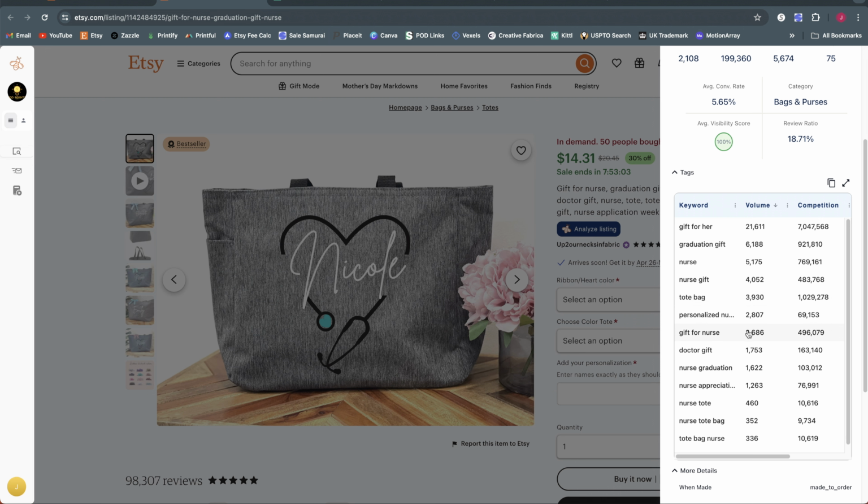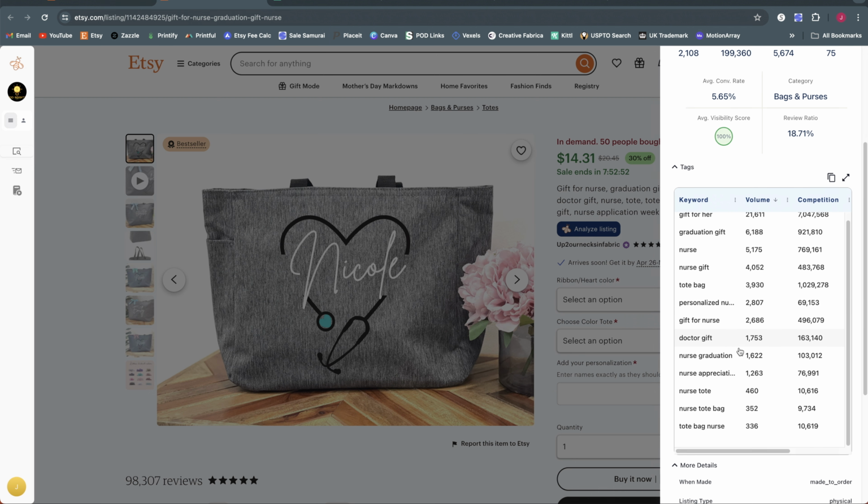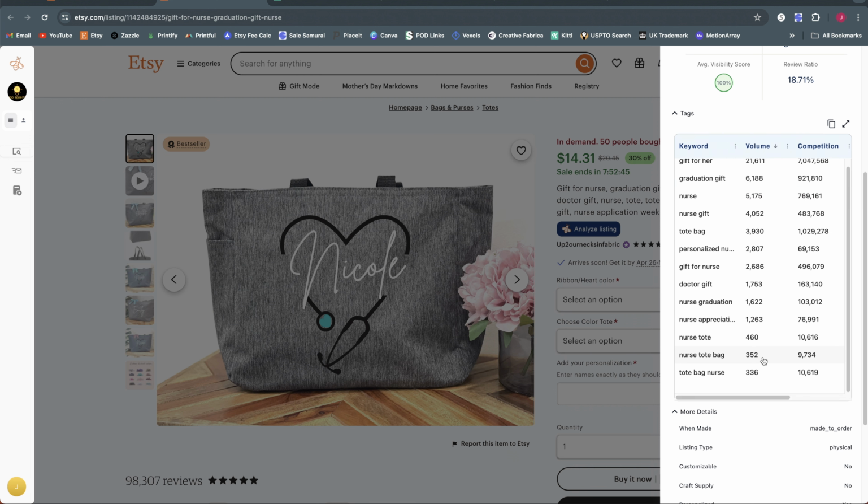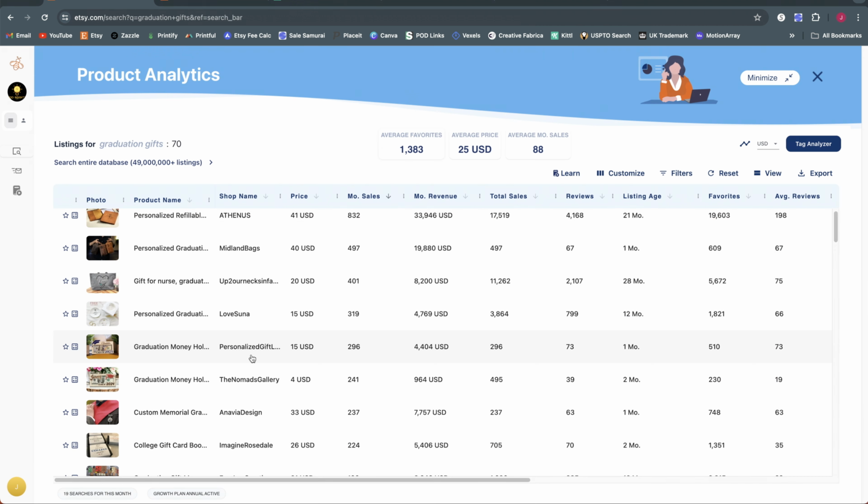If you want to find some new tags to fill up those 13 tags, Everbee's tag analysis is really helpful for that. For example, look at the bottom here: nurse tote bag, an average search volume over 300 times per month, and the competition is just under 10,000. All right, let's go back to the general search here and look at a couple more.